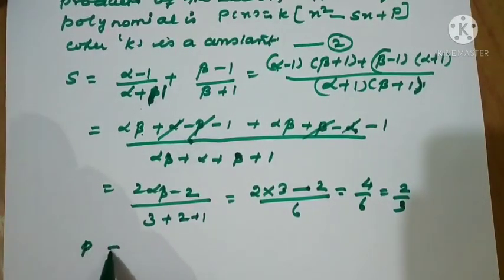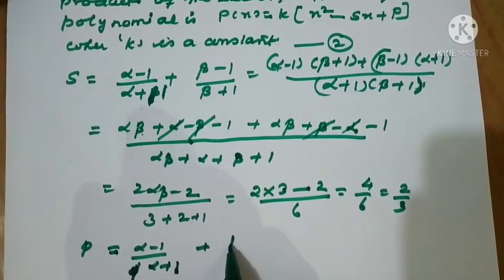Now the product of the zeros. Alpha minus 1 into alpha plus 1 times beta minus 1 into beta plus 1.